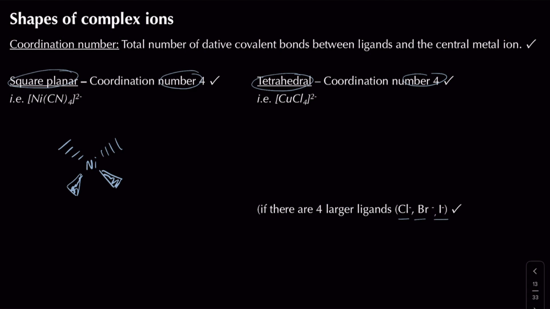And then, of course, I'm going to draw my ligands. In this case, it's going to be cyanide itself. So I end up with CN, CN, CN reversed, and then CN reversed over here. Some square brackets. And then I end up with, of course, a 2- charge.